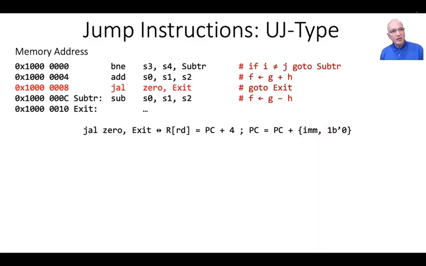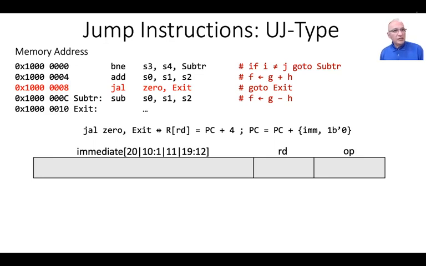We can now look at the effect of the jump and link instruction. What the jump and link instruction will do is to write the value of PC plus 4 in the destination register. In this case, I specified the destination register 0, so we're going to be writing to the register 0. And then it will also change the value of the program counter to be the value of the current program counter plus the immediate value, where bit 0 of the immediate value is always assumed to be 0. It's not specified in the instruction.